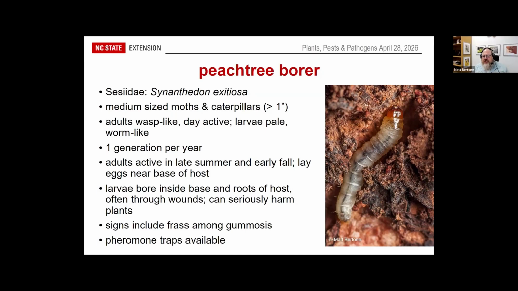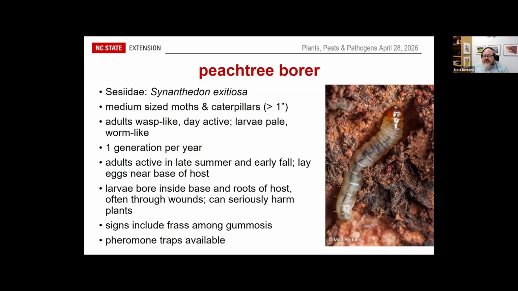The signs, as in other borers, is you see gummosis because they're in the peaches and the prunus that produce a lot of that gummosis. But also among the gummosis is frass, sawdust-like frass. And if you peel away the bark or do some destructive sampling, you may find the larvae or silk or the frass in the tunnels. And this can be a sign that you have a peach tree borer.